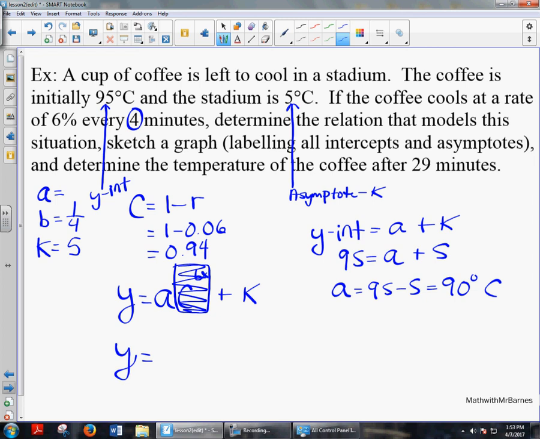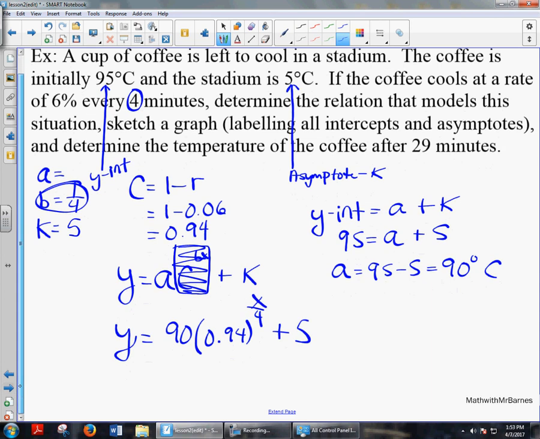Y is equal to 90 times 0.94 to the x over 4. I just like to think of that 4 as the number that divides the x. I don't worry about this 1 over b stuff or 1 over 4. As long as you know that the x increment is a number that divides the x, plus the k value of 5. And there it is. There's my formula.